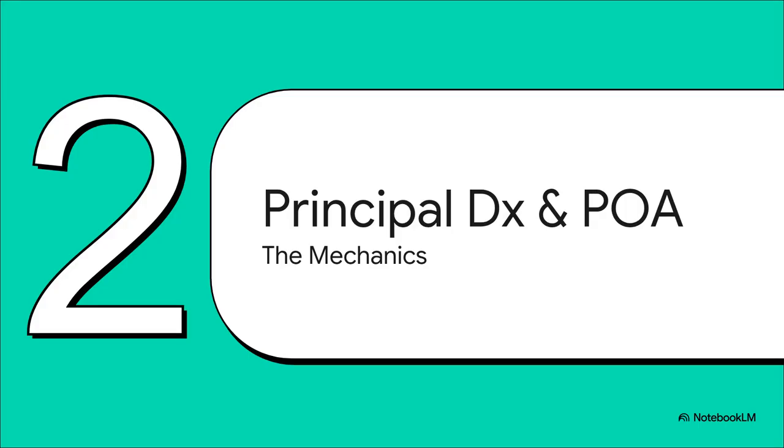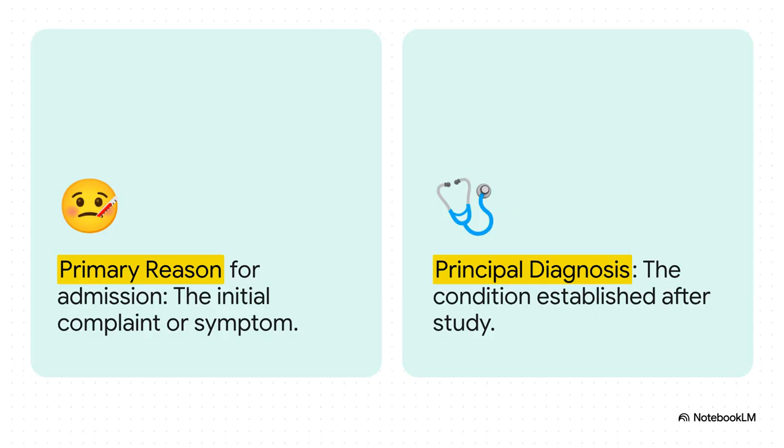Moving right along to Section 2, Principal Diagnosis and POA, the mechanics. Now, listen, there is a critical distinction here between the primary reason for admission and the principal diagnosis. They are absolutely not always the same thing. Let me give you an example. Say a patient comes into the ER complaining of severe chest pain. That's their primary symptom. It's the reason they walk through the door.